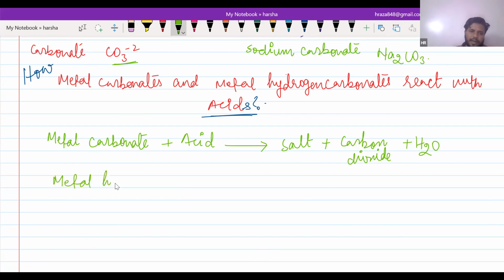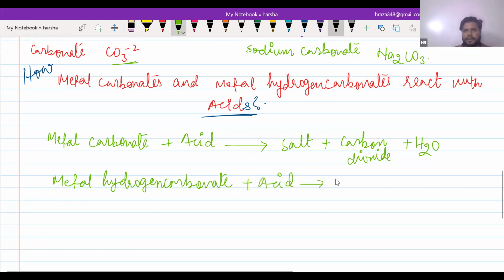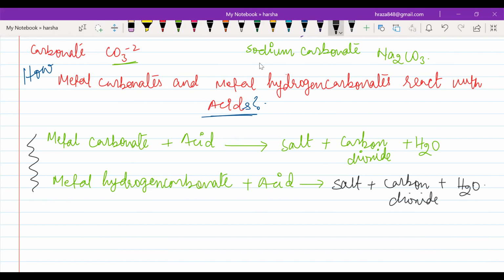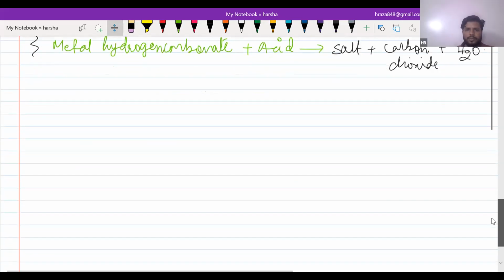That is metal hydrogen carbonate. Metal hydrogen carbonate plus acid will also give the same. That means it will also give salt plus carbon dioxide plus water. So please write this general formula, then I will give an example to explain these formulas. Done, sir. Done everyone? Yes, sir. Very good.